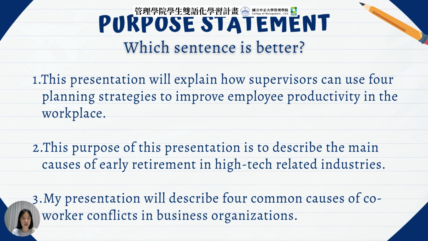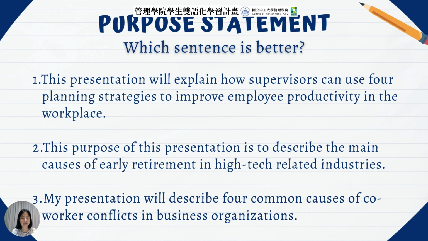In these three sentences, you will have to decide which sentence is better as a purpose statement. Number one: this presentation will explain how supervisors can use 4 planning strategies to improve employee productivity in the workplace. Do you think this purpose statement is specific, concise, clear, and goal oriented? Number two: the purpose of this presentation is to describe the main causes of early retirement in high-tech related industries. Do you think this purpose statement is specific, concise, clear, and goal-oriented?